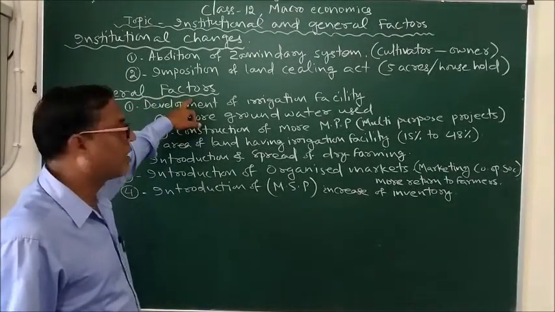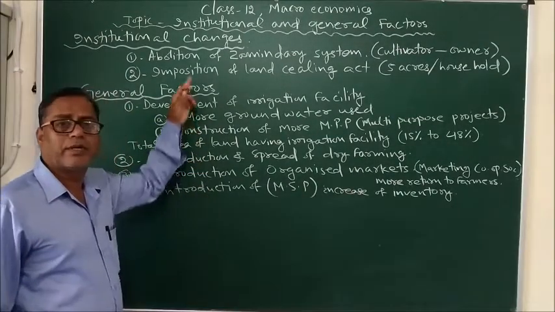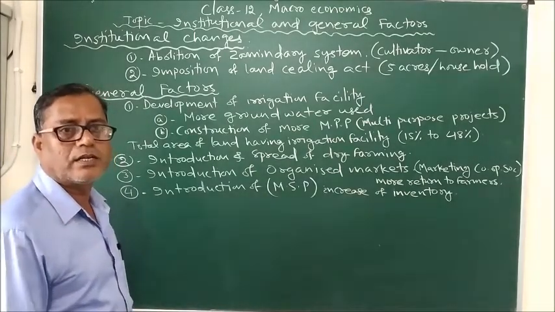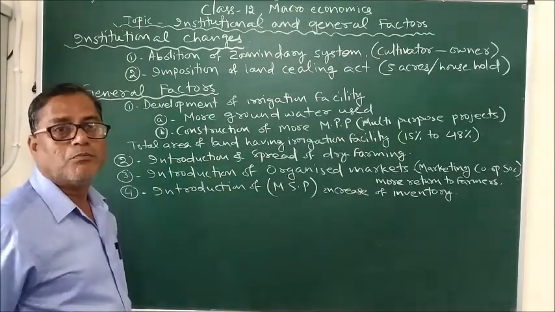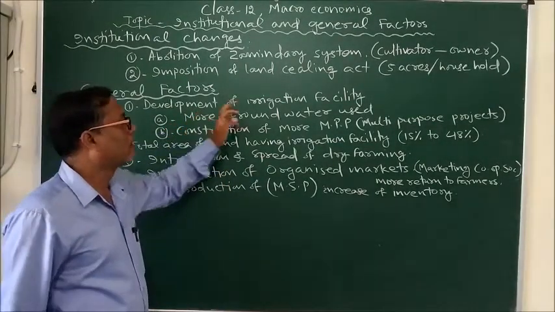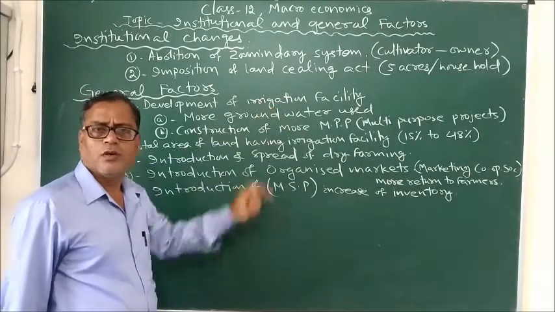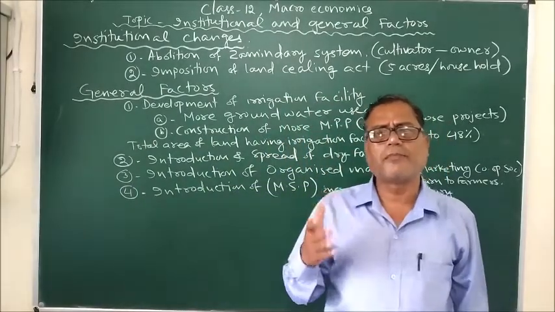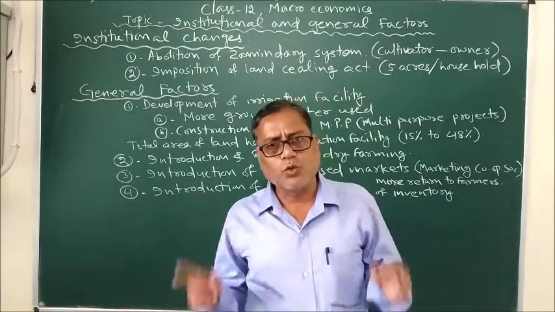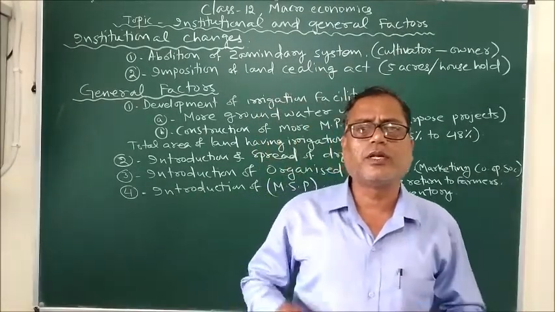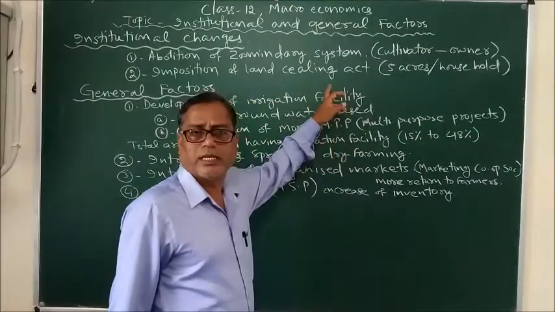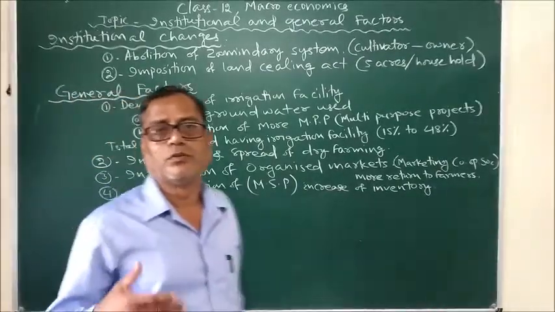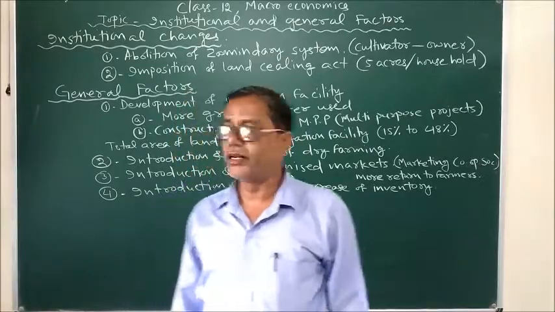Now coming to the general factors, these are some of the areas where our planners suggested desirable changes, so that the agricultural sector would become more organized. The first point is development of irrigation facilities. I have been repeatedly saying that Indian agriculture has been a gamble of monsoon. That means, if the monsoon is good, then the crop will be good and the farmer would get profit, or else it won't get any profit.